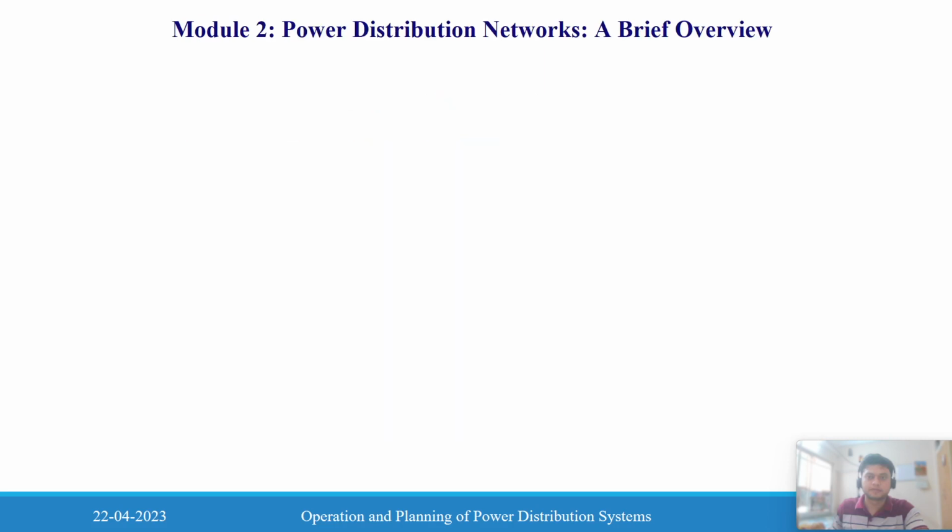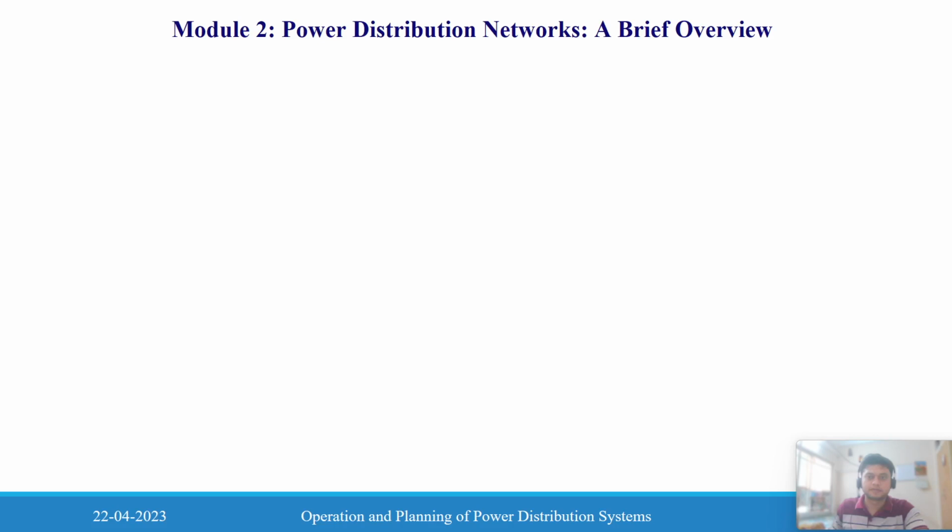Now we will see the power distribution networks. A brief overview of the hierarchical structure of power distribution networks: we have the generating station, and from the generating station we have transmission lines to the load centers. Transmission lines are also composed of two different sections, the main transmission line and the sub-transmission line.